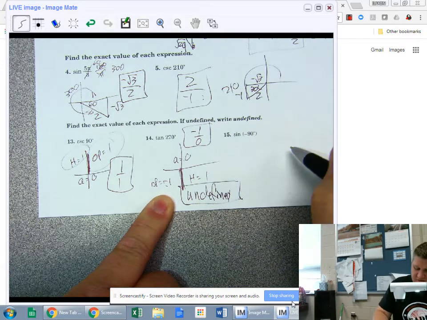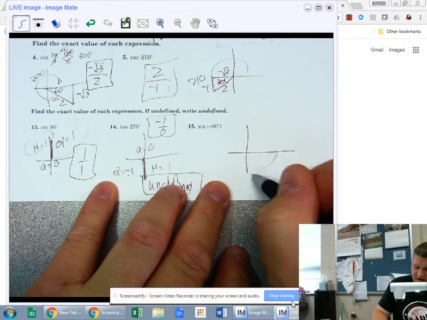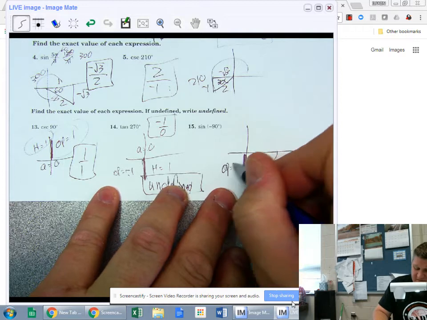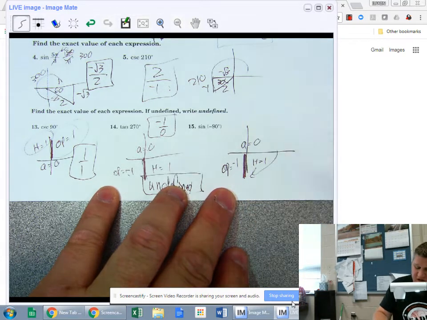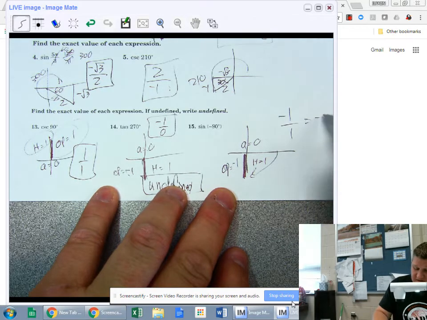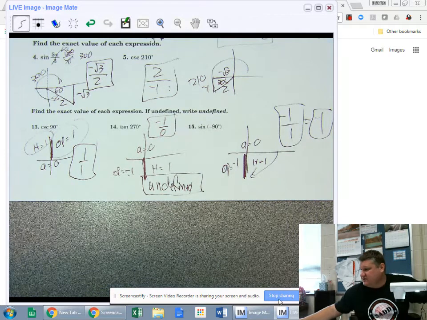No, I will come back to you in 1 second. Now, -90 goes down here, and that gives you opposite of -1, hypotenuse of 1, and adjacent of 0. So sine of -90 is -1 over 1, meaning -1. Either one of those is acceptable. Okay, those are the answers. Those are the how-tos. Make sure you have it ready for the test.